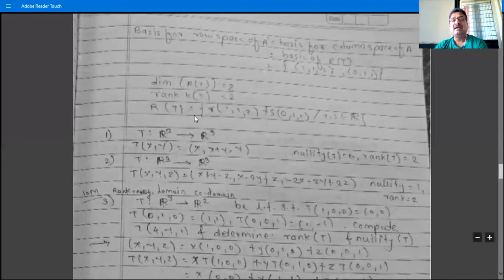And what is R(T)? If I have to write R(T), it is a linear combination of the basis elements. So write r(1, 1, 2) plus s(0, 1, 1), such that r and s belong to the reals. Use any notation, r, s, t, m, l. Any vector space is the linear combination of its basis elements. So if you have to write R(T), it is all linear combinations of these 2 vectors, that is r(1, 1, 2) plus s(0, 1, 1), such that r and s belong to the reals.